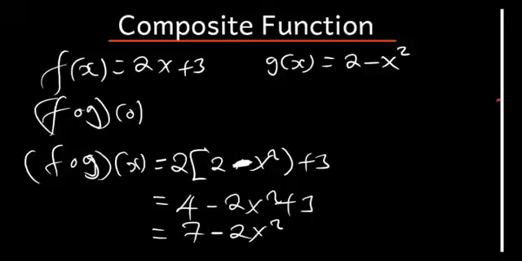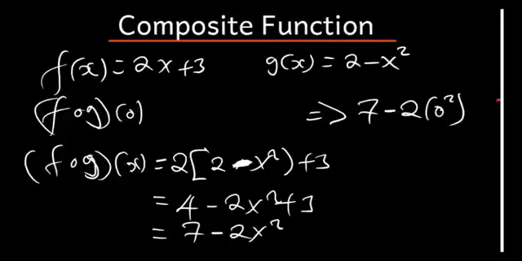Now they are saying that where there is x, we are going to replace it with 0. Meaning we are going to continue from here. We say 7 minus 2, where there is x, we put 0, then we square it. So 0 squared is 0. 0 times 2 is 0. 7 minus 0, we are going to get what? A 7. So our final answer in this case is 7. As simple as that.